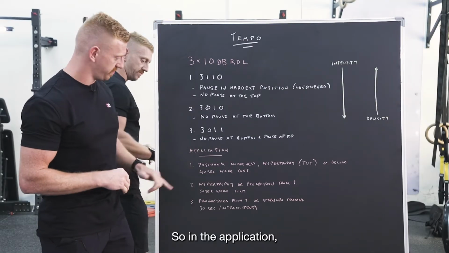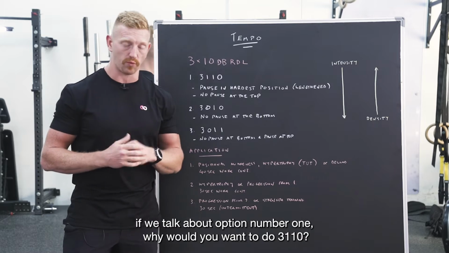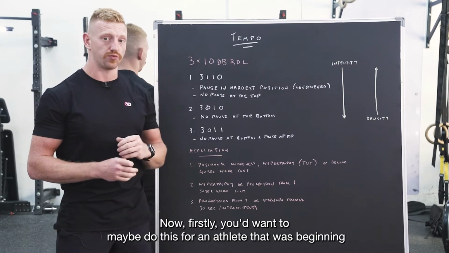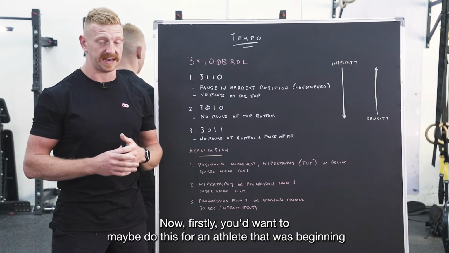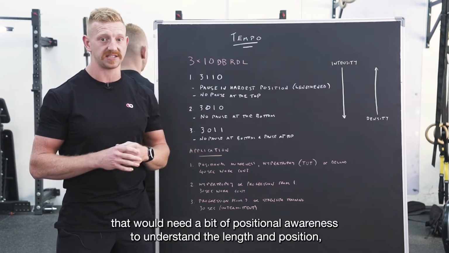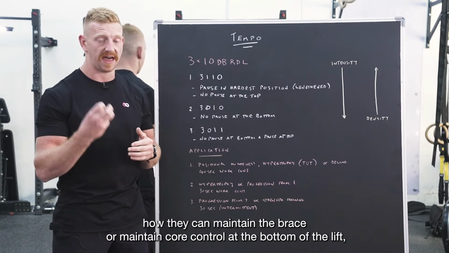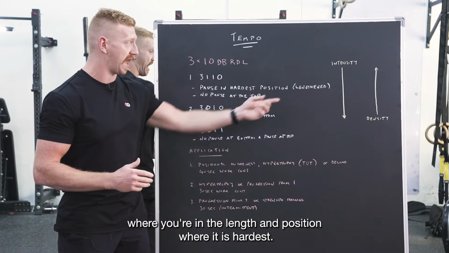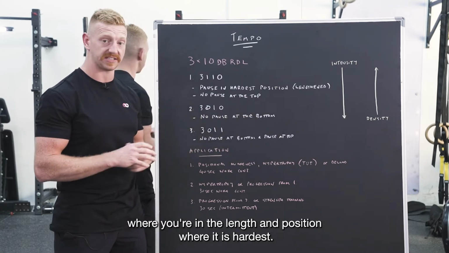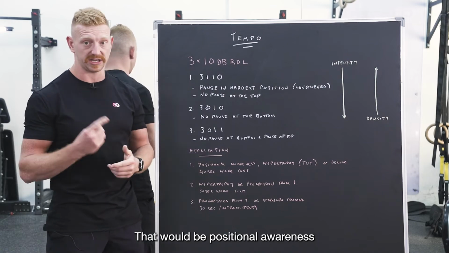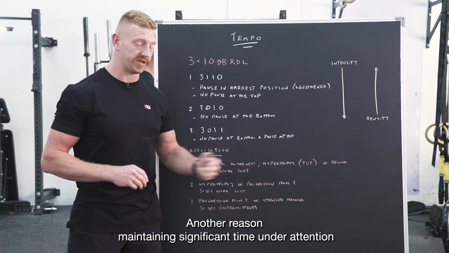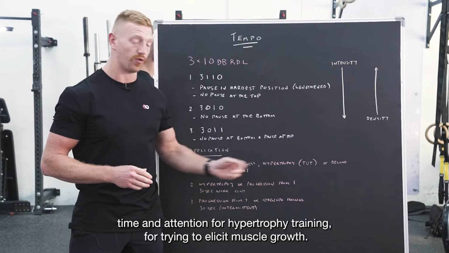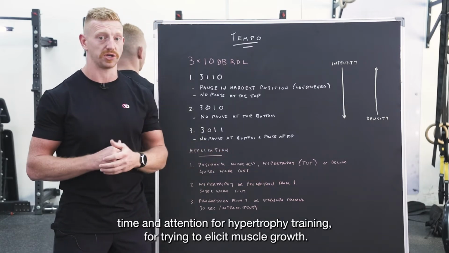So in the application, if we talk about option number 1, why would you want to do 3-1-1-0? Now, firstly, you'd want to maybe do this for an athlete that was beginning, that needs a bit of positional awareness to understand the lengthened position, how they can maintain the brace or maintain core control at the bottom of the lift where you're in the lengthened position and where it is hardest. That would be positional awareness, one potential reason why. Another reason, maintaining significant time under tension for hypertrophy training, for trying to elicit muscle growth.